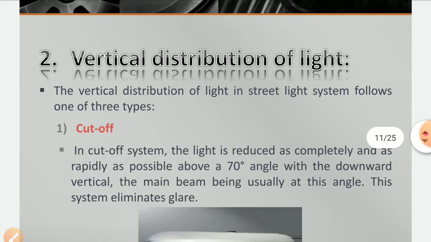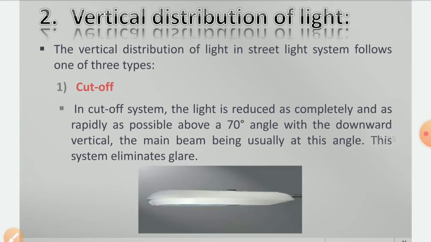Then vertical distribution of light in a street light system follows one of three types. One is cutoff. In the cutoff system, the light is reduced as completely as is rapidly possible above a 70-degree angle from the downward vertical. This system eliminates the glare, so the glare caused is less.